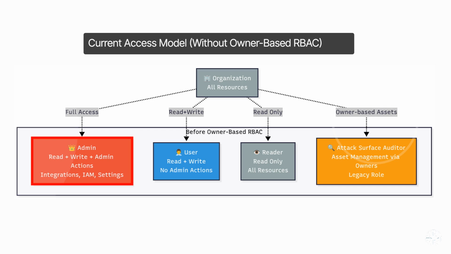The admin role provides full read and write access to everything, plus administrative actions like managing integrations, IAM settings, and organization configuration. The user role has read and write access to all organization resources, assets, scans, and tickets, but cannot perform admin actions like changing integrations or IAM settings. The reader role offers read-only access to all organization resources, perfect for stakeholders who need visibility without modification rights.